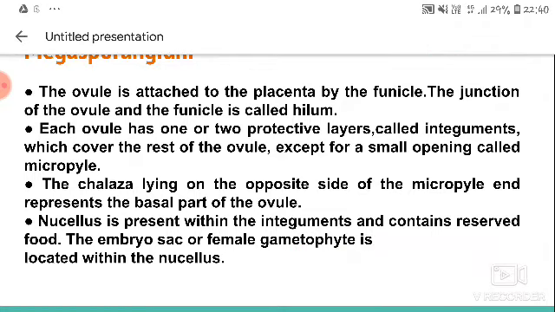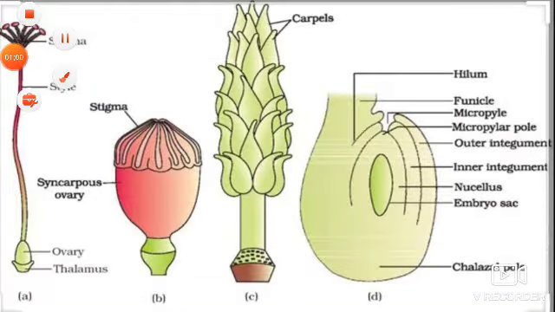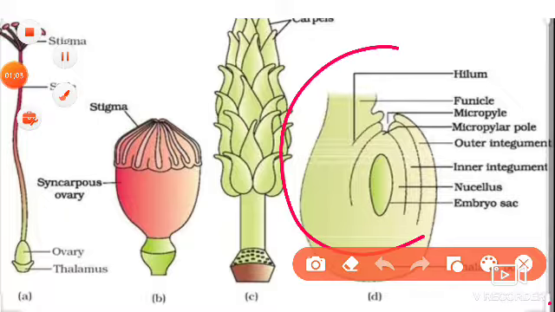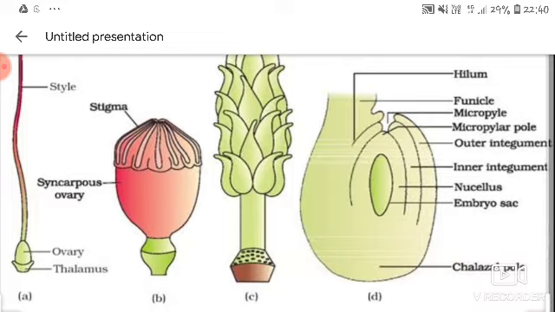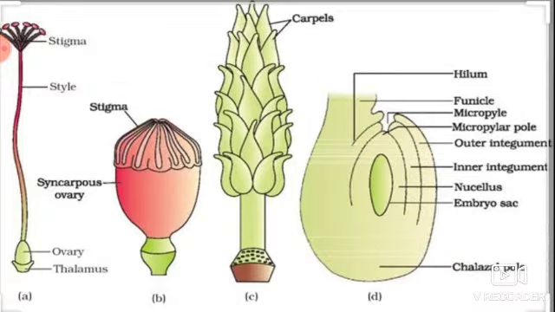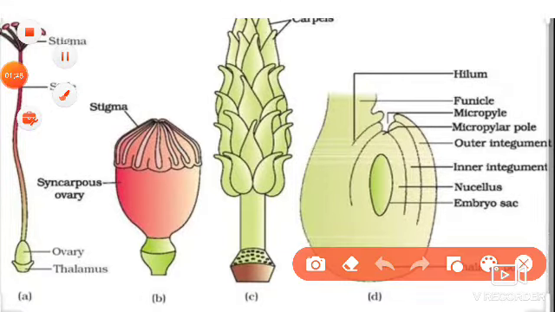A little bit I will revise this one. Here you can find the structure of the anatropous ovule. This is very important, students. Please remember the diagram. They will ask for the diagram 100%. And here if you observe the structure of the anatropous ovule, or it's also called the megasporangium, different parts are present here. Already in the last class I explained all these things.